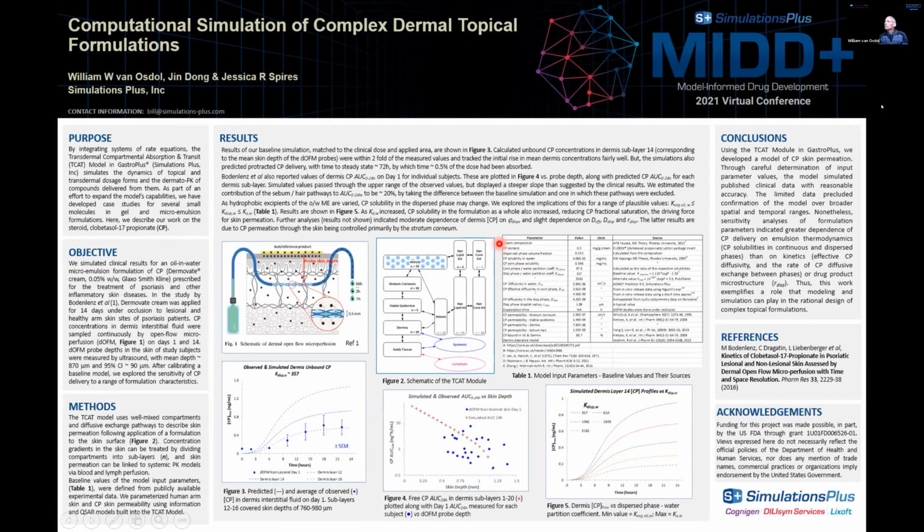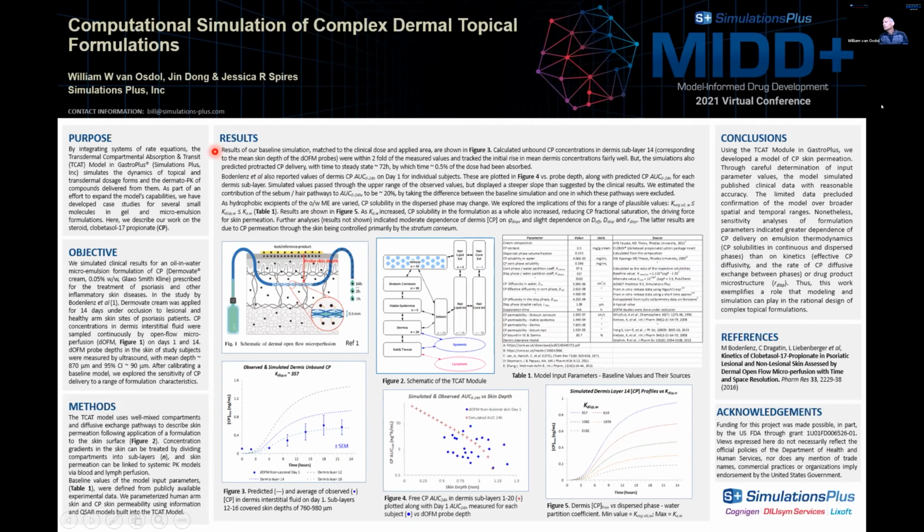In Table 1, input parameters for the microemulsion itself and for clobetasol propionate solubility and diffusivity in the continuous and dispersed phases of the microemulsion are listed in the upper portion of the table. In the lower portion of the table, the clobetasol propionate permeabilities in the various skin layers, as well as the extent of clobetasol propionate binding to proteins in the viable epidermis and dermis, are listed.